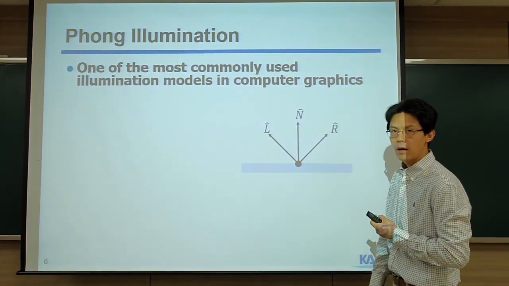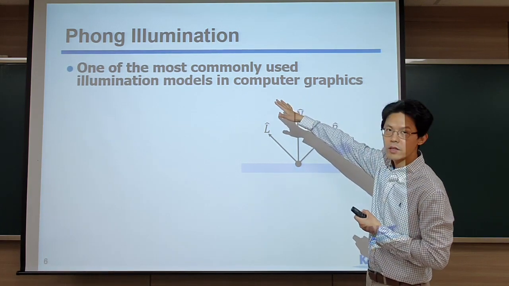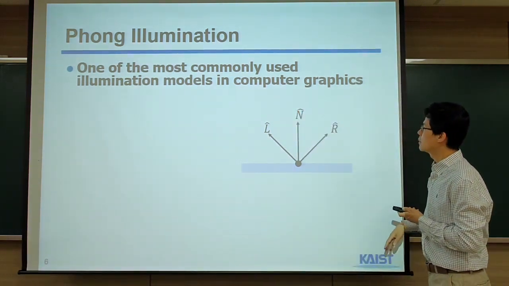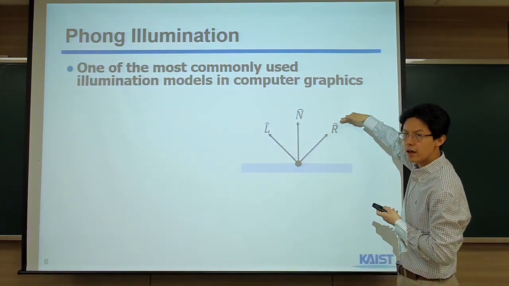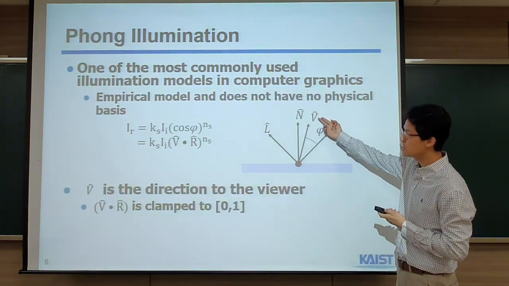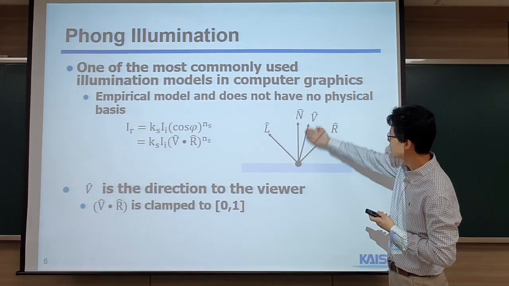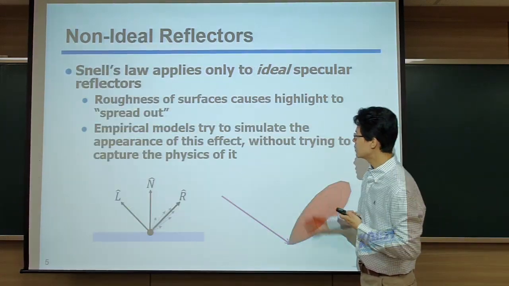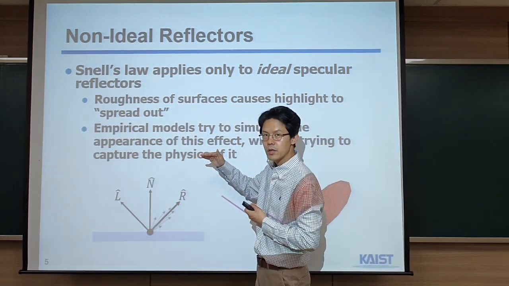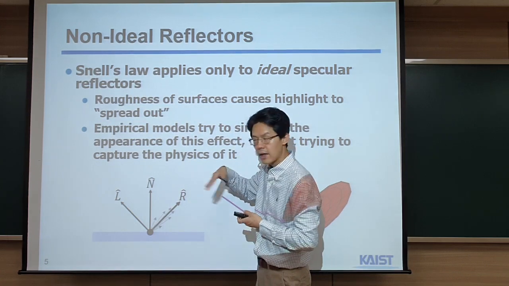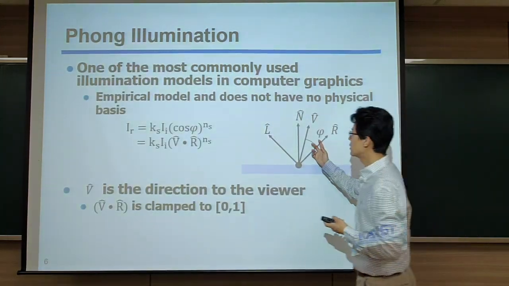Along that line, the Phong illumination is one of the most commonly used illumination models in computer graphics. This setup has the normal, the light direction, the ideal reflection direction R, and then the viewing direction. The main idea is that when the viewing direction gets away from the R vector, we get less energy. So we want to simulate that. How can we do that?